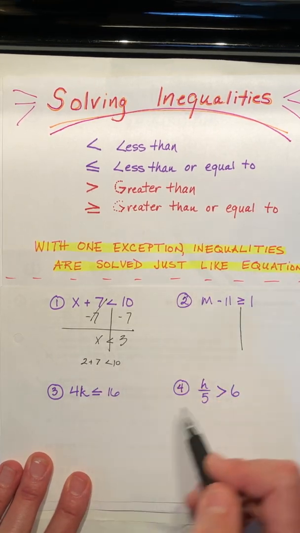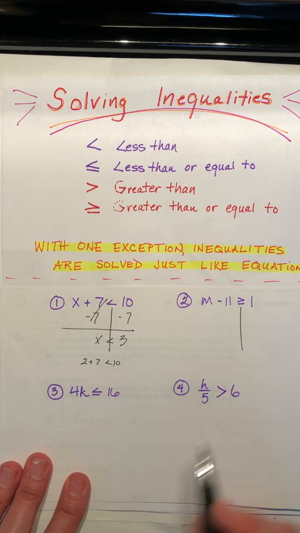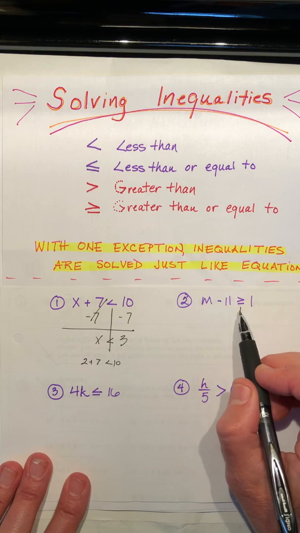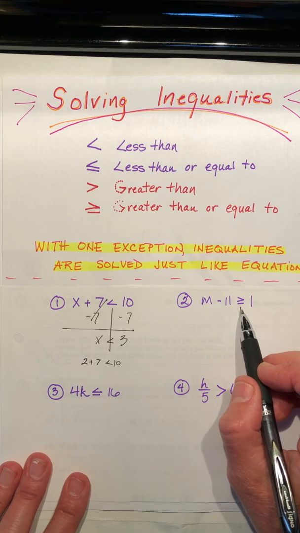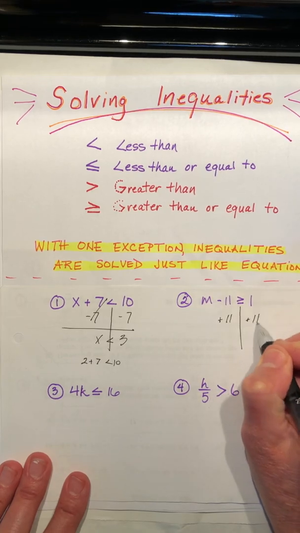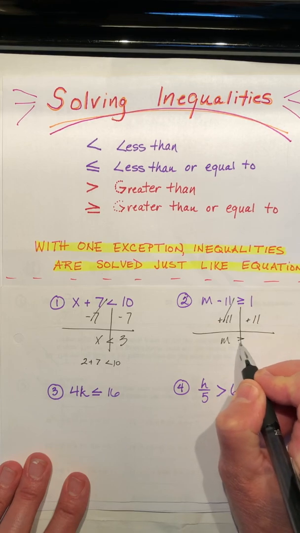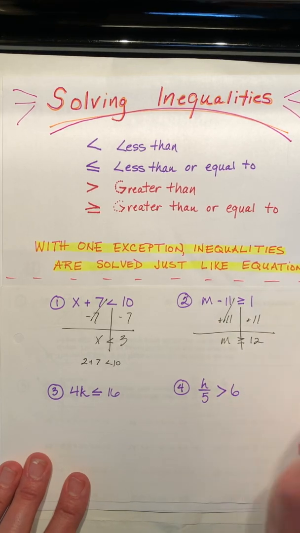And all of these are examples of the ones that we solved just like equalities. So I'm kind of zipping through these. All right, m minus 11 is greater than or equal to 1. I'm adding 11 to both sides. m is greater than or equal to 12.